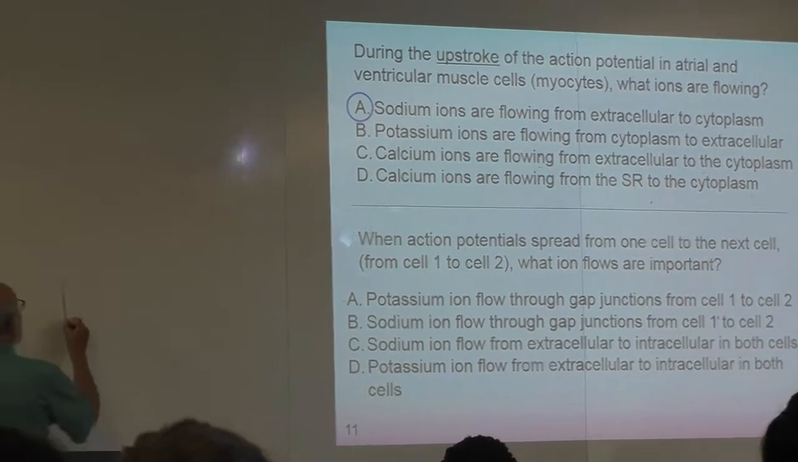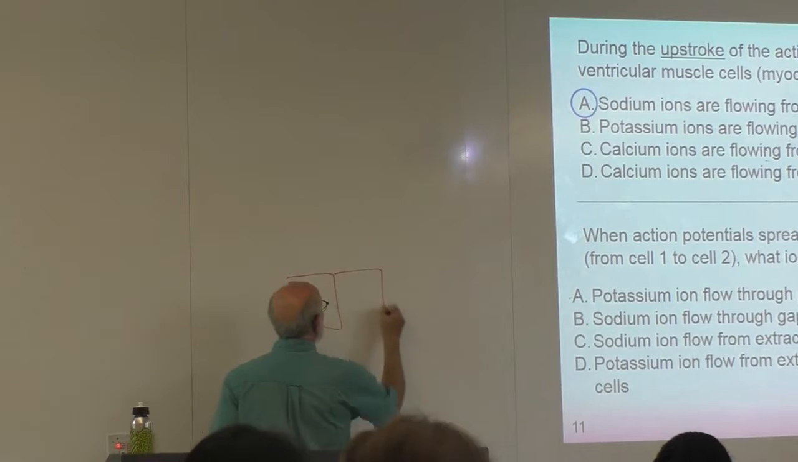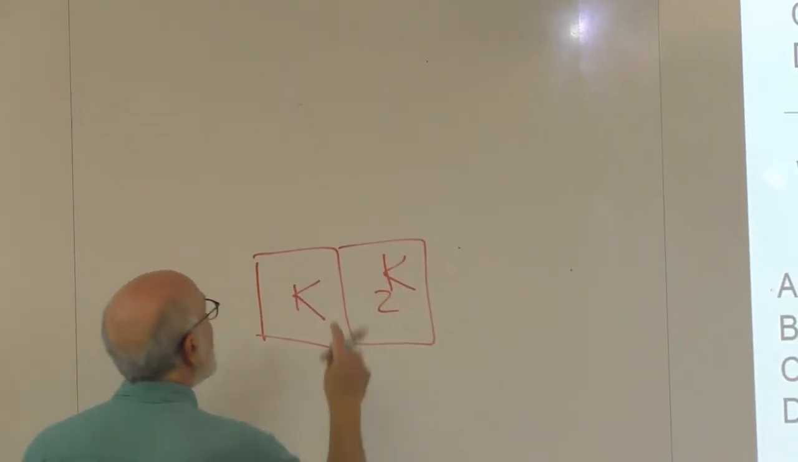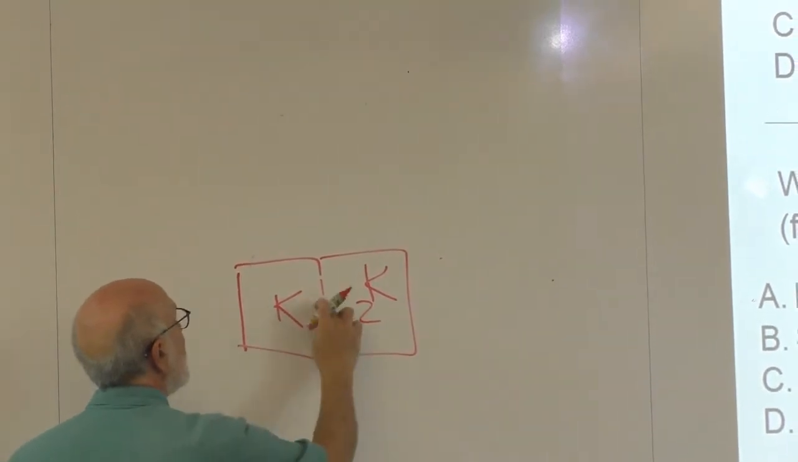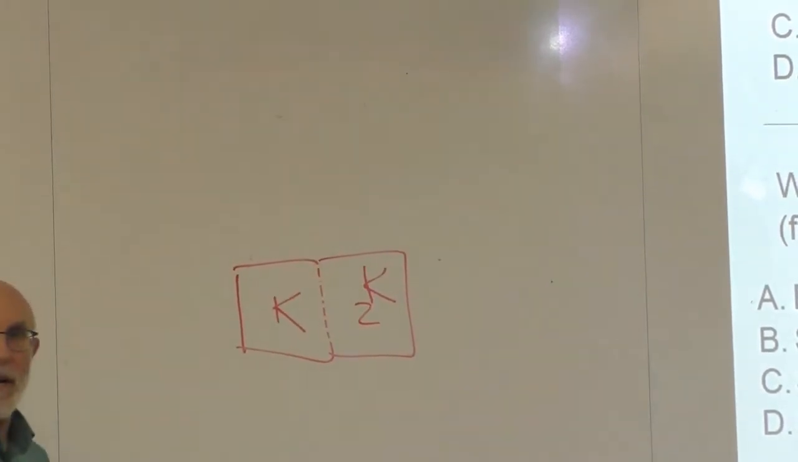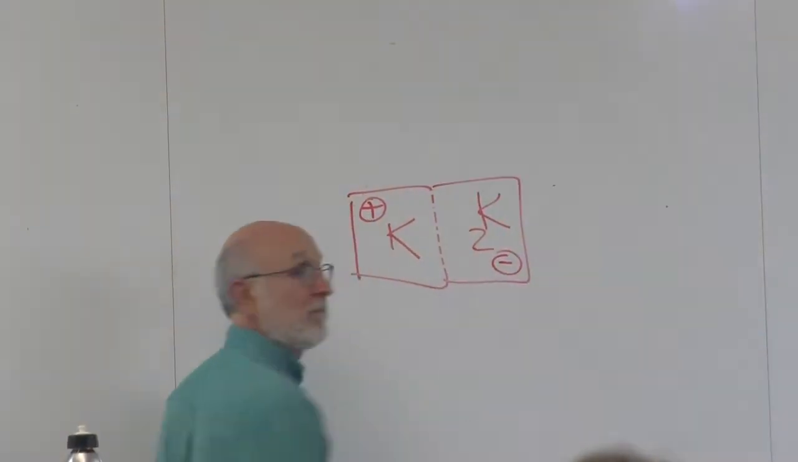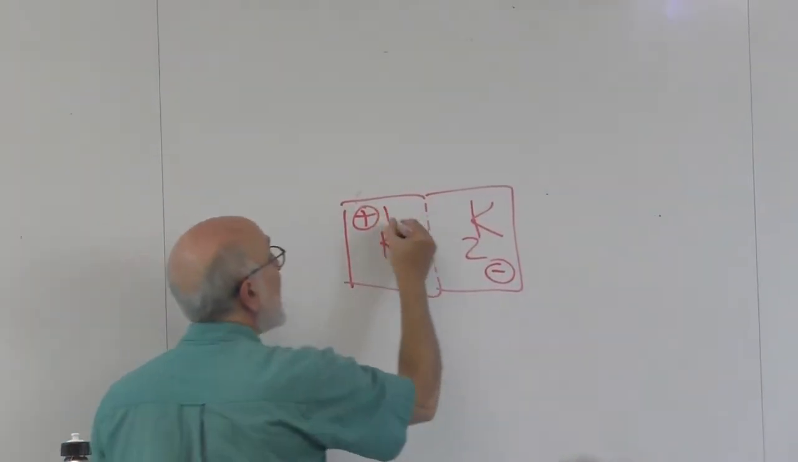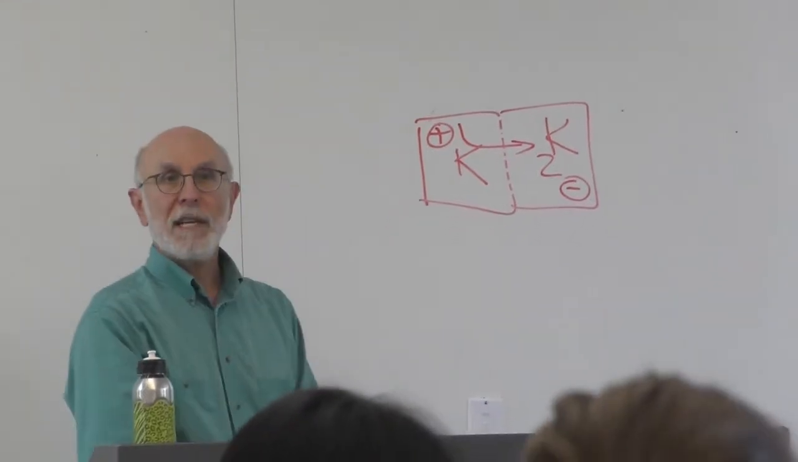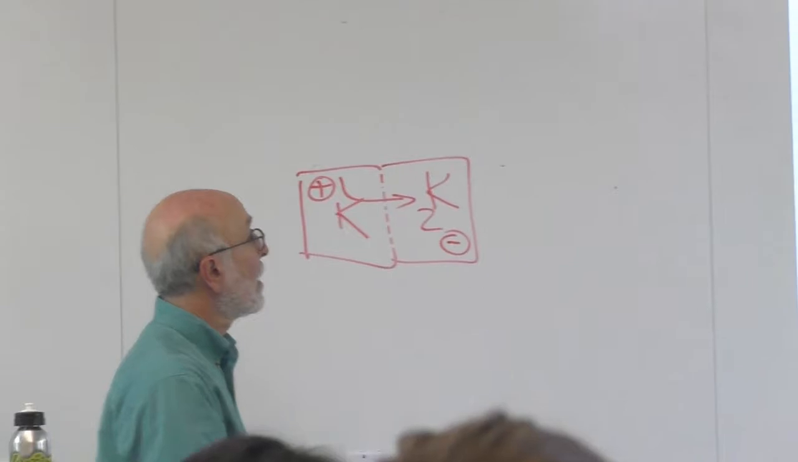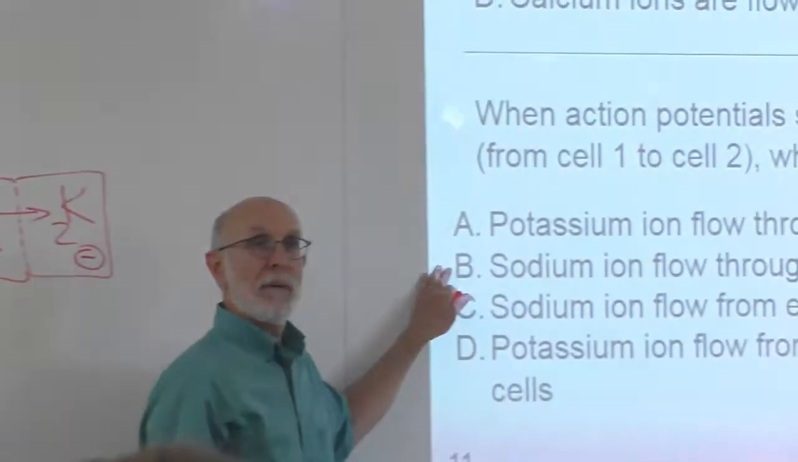So if this is cell 1 and this is cell 2, and this has a lot of potassium and this has a lot of potassium, and we put a bunch of holes, pores, gap junctions there, and we make this cell positive relative to this cell, we're going to move potassium from cell 1 to cell 2. So A is definitely true. Is B true?